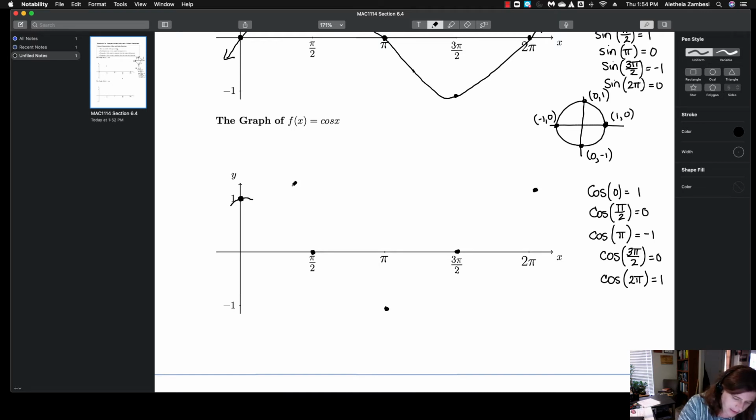So plotting that in, again, like sine, in as few straight lines as possible, and we have something that looks like this. So these are the two basic functions, and we can transform these in a number of ways.